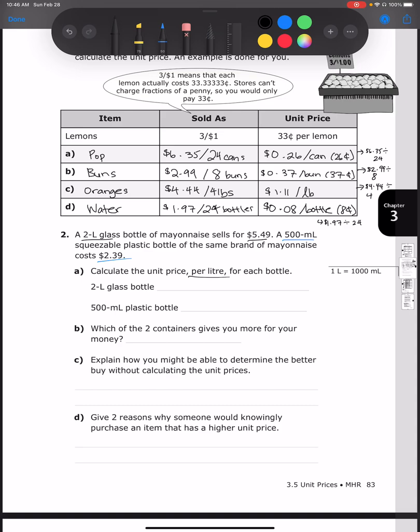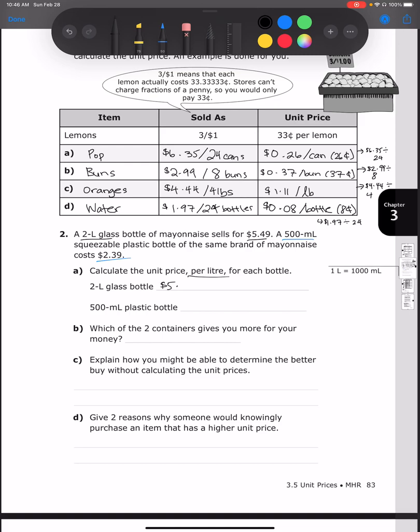So for the 2-liter glass bottle, we know that the total price is $5.49. So using our unit price formula, $5.49 is going to be written first because it's always the total price divided by the number of units. In this case, we're going to divide it by 2. Our units are liters, and we have 2 of those liters. We just want 1, so we're going to divide it by 2 to get that 1 liter. And this is going to equal $2.75 per liter.